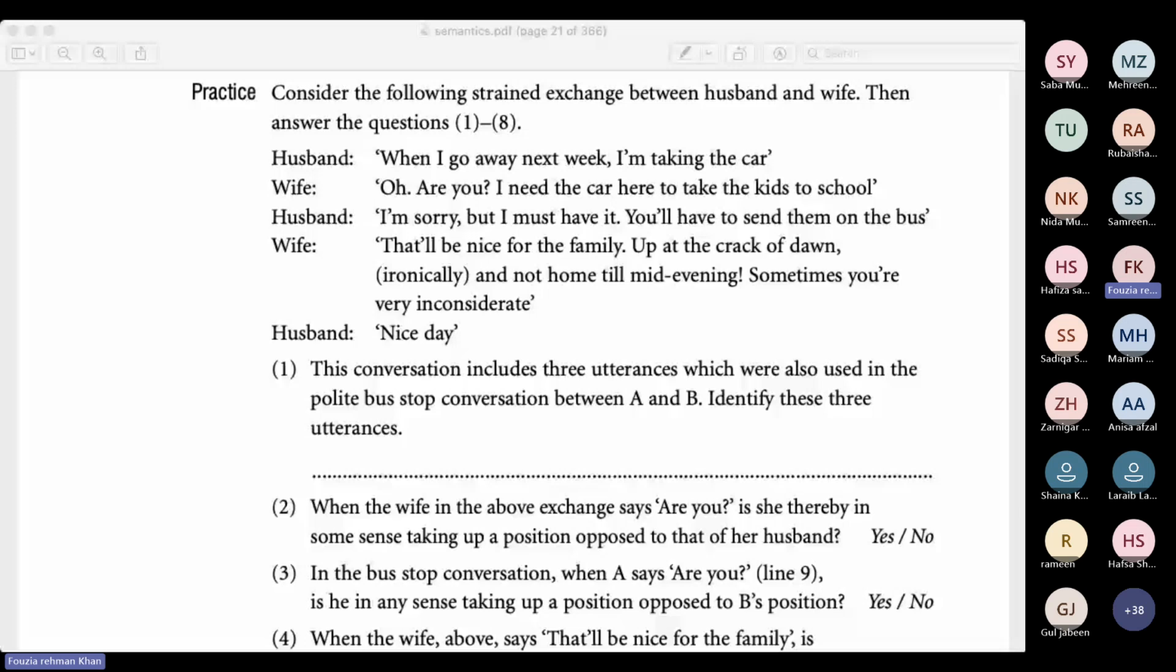It says, consider the following strained exchange. What do you mean by strained? Quickly write in your chat boxes, very, very quickly. What do you mean by strained?